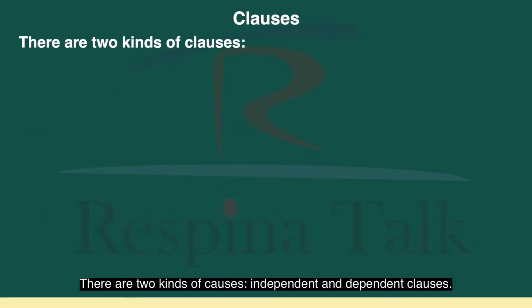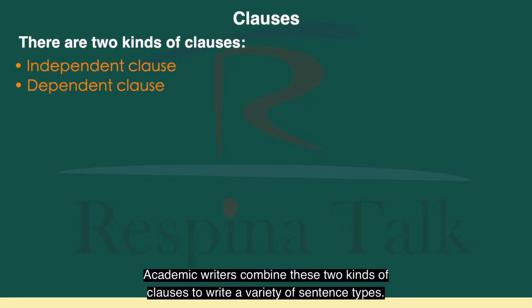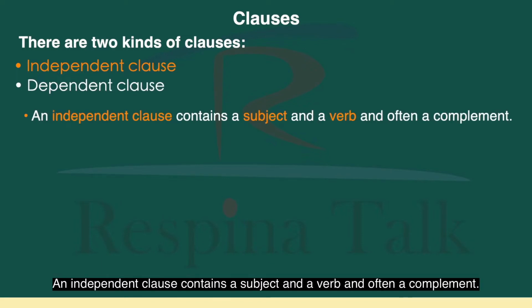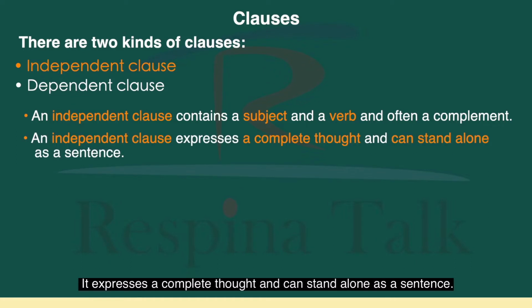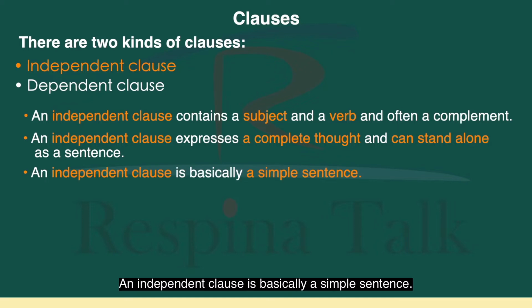There are two kinds of clauses, independent and dependent clauses. Academic writers combine these two kinds of clauses to write a variety of sentence types. An independent clause contains a subject and a verb, and often a complement. It expresses a complete thought and can stand alone as a sentence. An independent clause is basically a simple sentence.